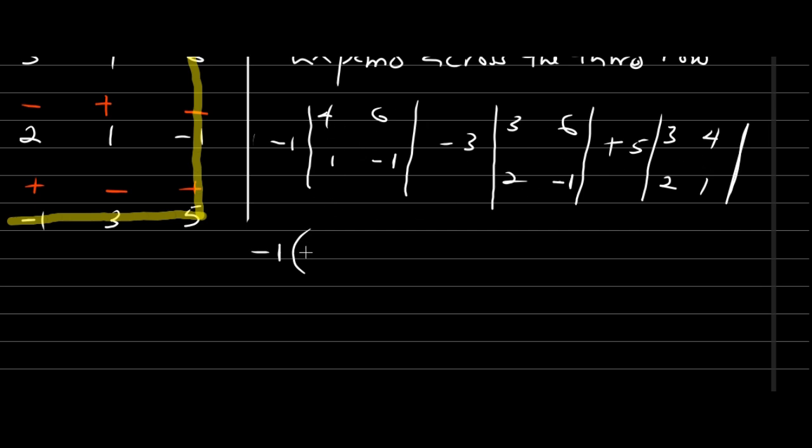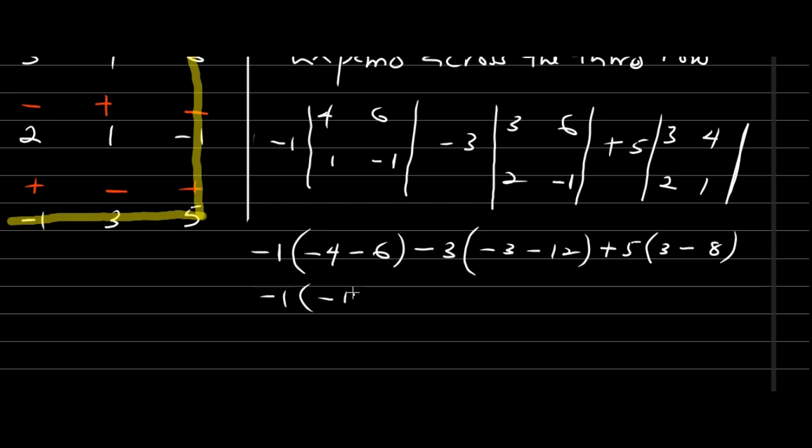So this is 4 times negative 1, that's negative 4, minus 1 times 6, that is 6, and this is minus 3 into 3 times minus 1, that is minus 3, minus 2 times 6, this is 12, plus 5 into 1 times 3, that is 3, minus 2 times 4, that is 8. So this is minus 1 into minus 4 minus 6 is minus 10. Minus 3 into minus 3 minus 12 is minus 15. Then plus 5 into 3 minus 8, that is minus 5.